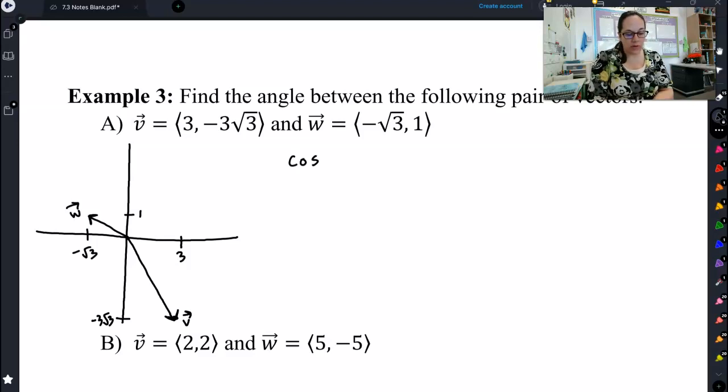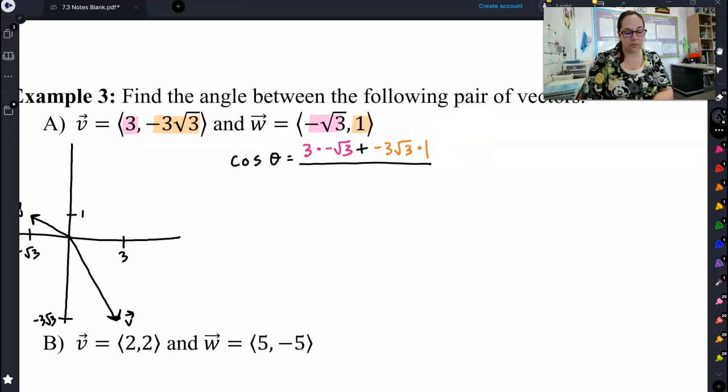So we know cosine of theta equals the dot product of these two vectors. So for the dot product, we're going to multiply the x values together, plus, multiply the y values together. Divided by the magnitude of these two vectors multiplied together.